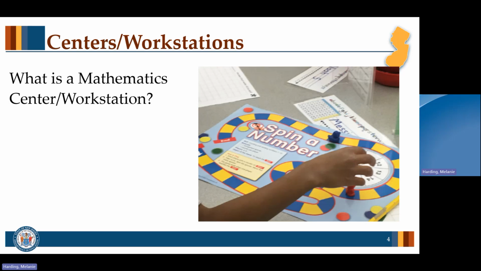So what are centers? Let's get that common definition. Centers are the actual activities that students do. It's not that fixed place in the classroom. They're always differentiated. They're always standards-based. They're engaging activities, and they foster math thinking. It's never, ever a worksheet.